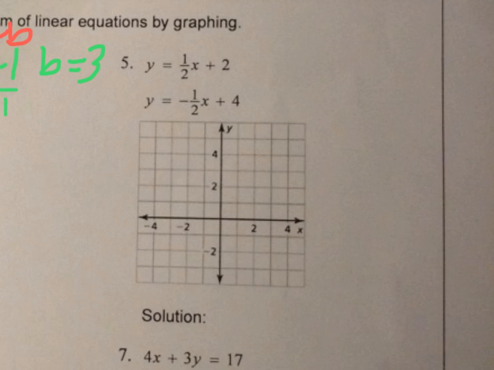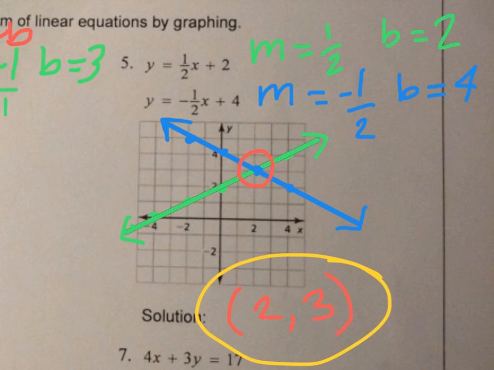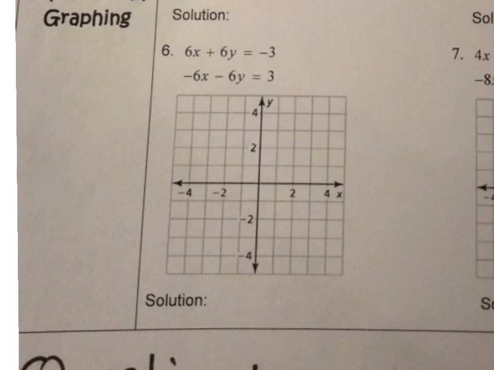Now I want you to pause the video and attempt number 5. It is exactly the same process as what I just did on number 4. So pause the video, complete number 5, and when you're done, press play and see if you got it right. Alright, so on number 5, the solution I got was (2, 3). This system has one solution because the lines are intersecting, and that one solution is a point with an x and a y value.